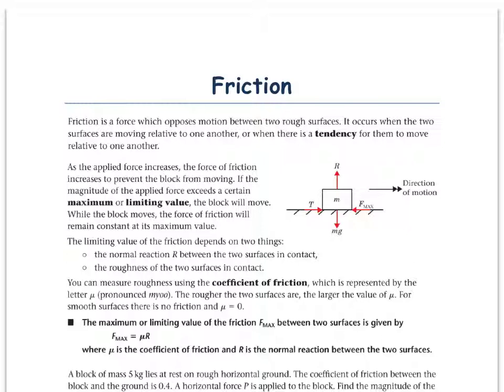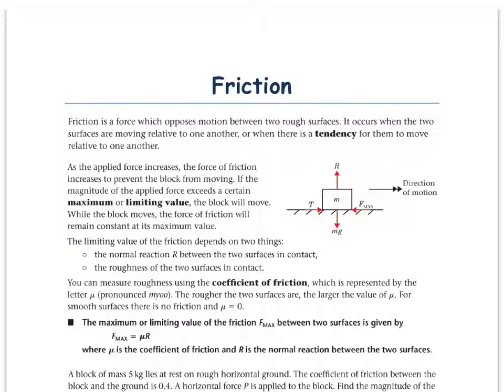a smooth surface. The best example of this is if you put your hand on a table and you push it away from yourself, the friction is acting towards you. Friction is a force which opposes motion between two rough surfaces. It occurs when the two surfaces are moving relative to one another, or when there is a tendency for them to move relative to one another.